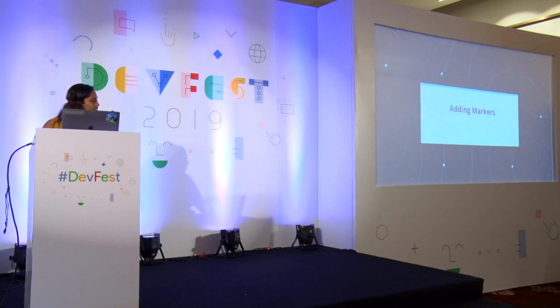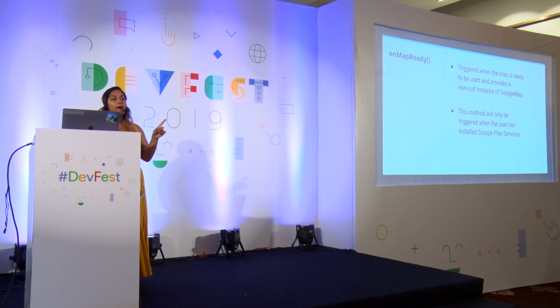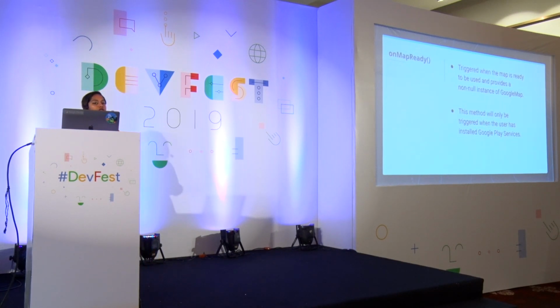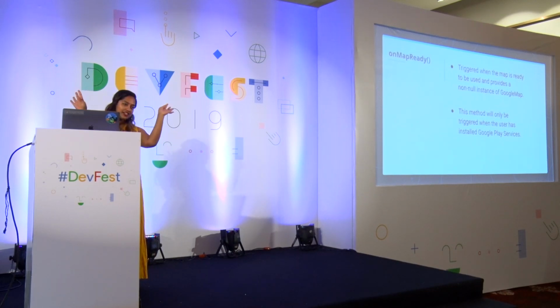And so the next thing we want to do is add markers. In order to add markers, we have to talk about onMapReady. So onMapReady is triggered when the map is ready to be used. We talked about that already. And another important thing is it's only going to be triggered if you have Google Play services installed. If you don't have it installed, it'll say, hey, install this, and then you install it, and then it'll be good. You'll see everything.